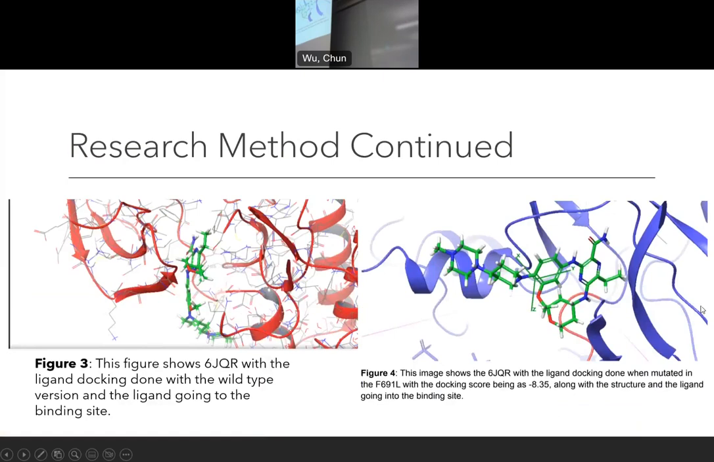And then this image just shows the 6JQR with the drug compound in here. And then continuing on, after the filtering process and the virtual screening, a zinc-related drug and four other FDA drugs had stronger binding ability to the mutant, which basically were potential inhibitors due to the amine group and how it made the structure more stable. Here's the 6JQR ligand docking with the wild type, and here's the mutant type.